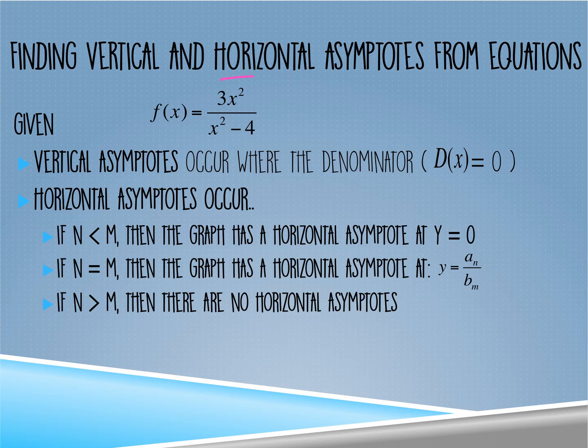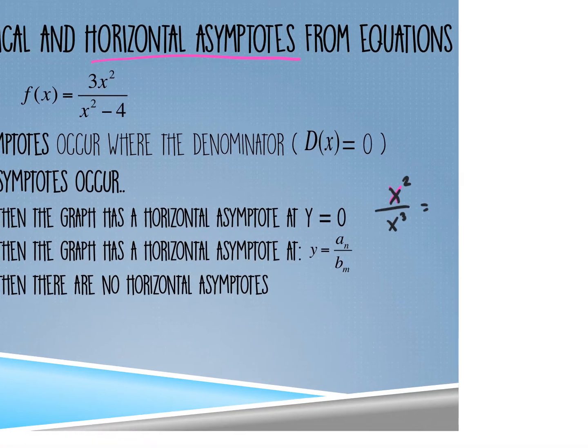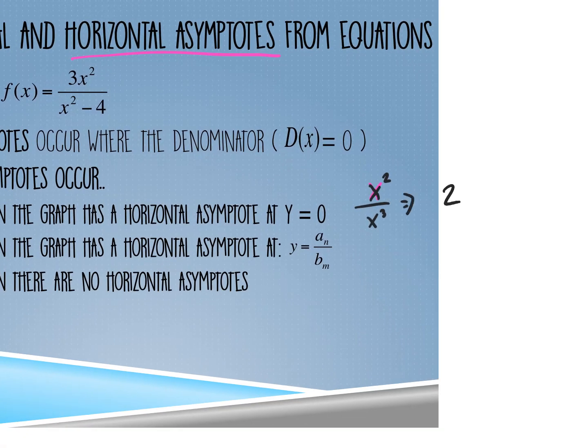For horizontal asymptotes, we're looking at the degree of our numerator and the denominator. If the degree of our numerator is smaller than the degree of the denominator, then our graph has a horizontal asymptote at y equal to 0. So if I had x squared over x cubed, the degree of my numerator is 2, and the degree of the denominator is 3. Since 2 is less than 3, I have a horizontal asymptote at y equal to 0. Whenever the denominator is bigger, y equal to 0 is your horizontal asymptote.